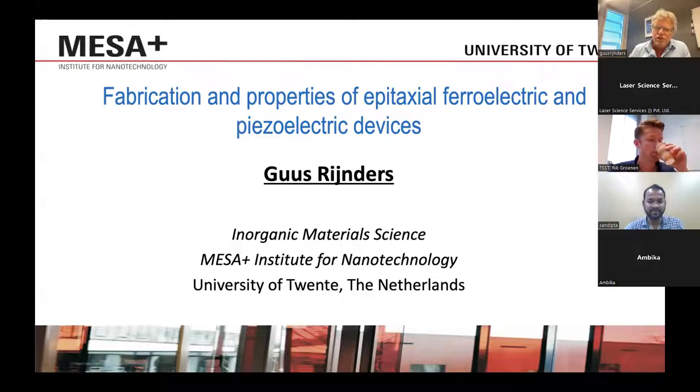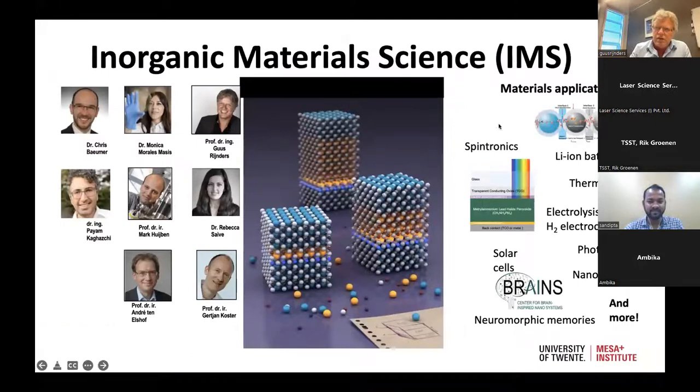device fabrication using ferroelectric and piezoelectric materials, because I think it's interesting to show that PLD now also made it to the fabrication of real devices, and actually also devices that are in use now in companies. But I will give a wider introduction first before I get into that. Let me also show our research group, Inorganic Material Science, here at the University of Twente, which I'm heading.